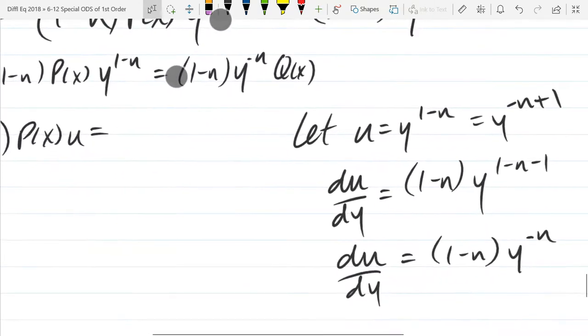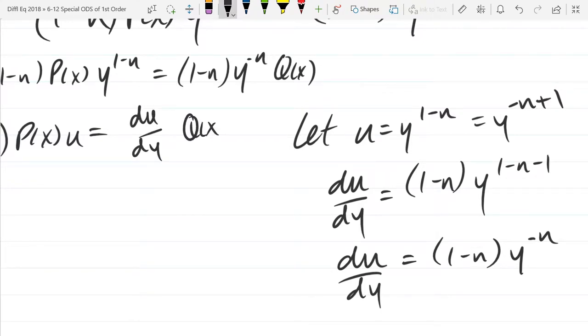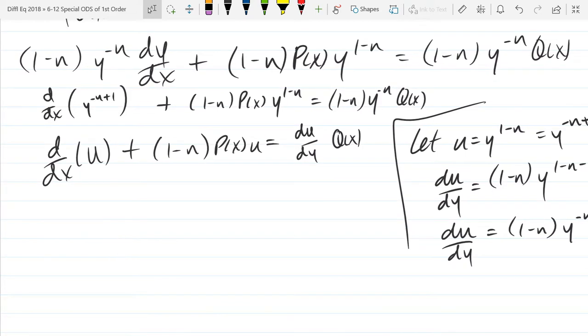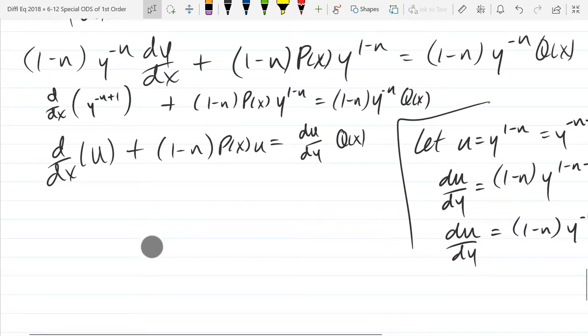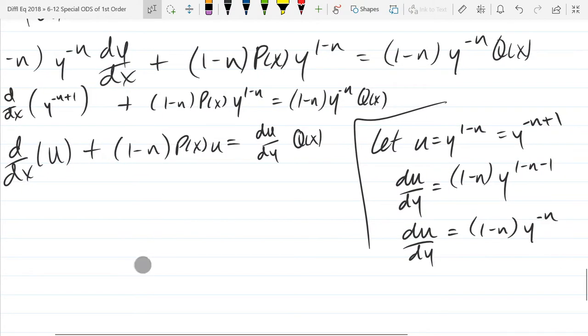what is on the right side? I'm going to just put a box around, what is that? So that should be du dy. Any questions about that? That's probably the trickiest part of the substitution. So that is du dy times q of x. Which is not good. We should not have y's in here anymore. This is not good at all.